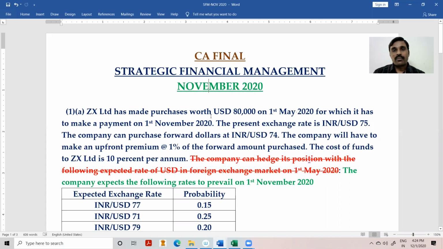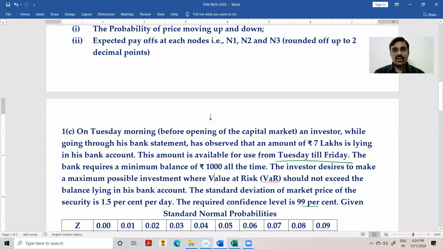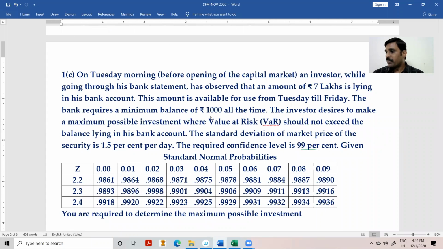November 2020 paper. In the previous two classes we have solved 1A and 1B of the recent paper. Now look at 1C. 1C, value at risk, a very small concept. Okay, the bit analytical paper.